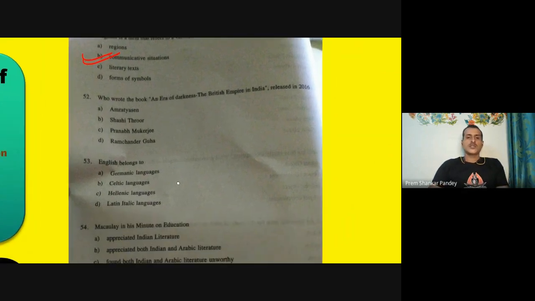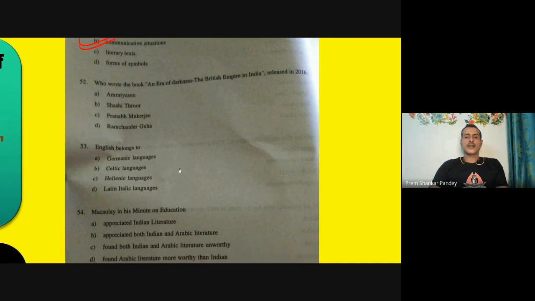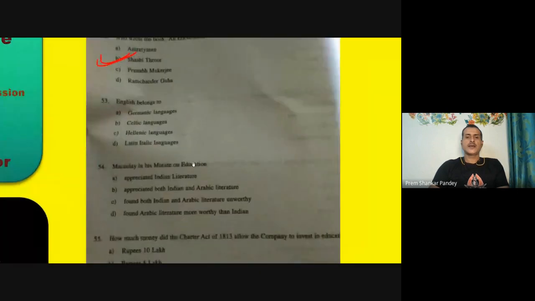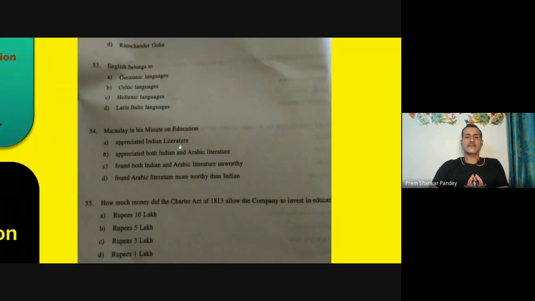Okay, the next question. Who wrote the book An Era of Darkness: The British Empire in India, released in 2016? Yes, Shashi Tharoor is absolutely right. Shashi Tharoor is the right answer. English belongs to Germanic, Celtic, Hellenic, or Latin, Italic language.